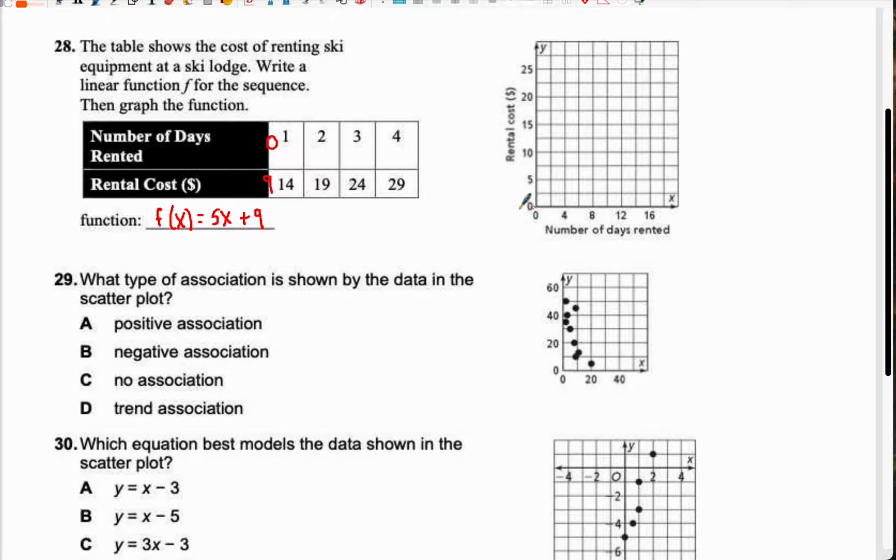So the easiest spot to graph would be 4, 29, since it's labeled 4. There's 25, 20, 22 and a half, 25, 27 and a half, 29 is going to be clear up at the top, right up here. And then 3, 24 would be halfway here. 3, 24 is going to be just below the 25.